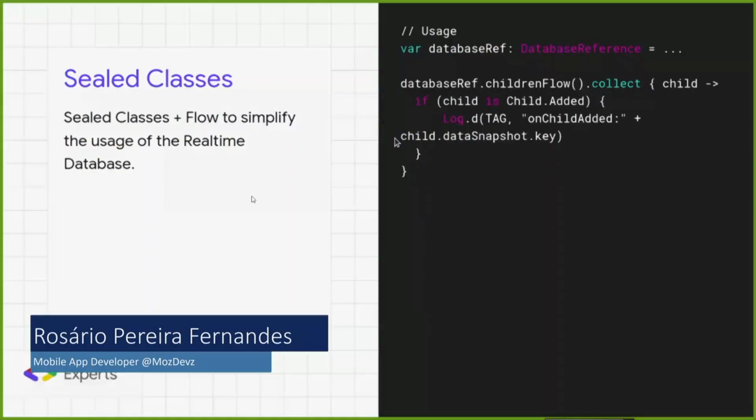So how does it look now? We basically have our reference. We call that extension function that we created called children flow. And now we simply collect all the events that are coming from this flow. So we have our child, we check if this is a child added, and we simply log it, which is what we were doing in the first one. Notice how short this is compared to the first example that I showed you. So we no longer need to have all of those functions.